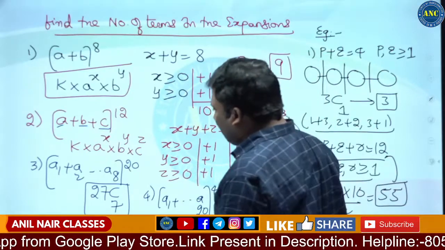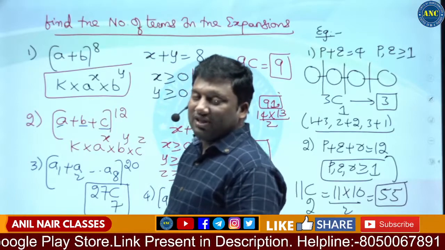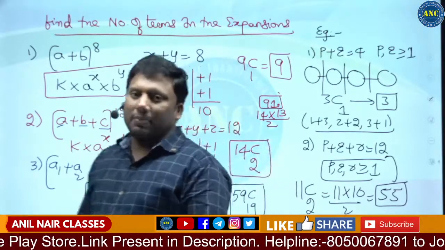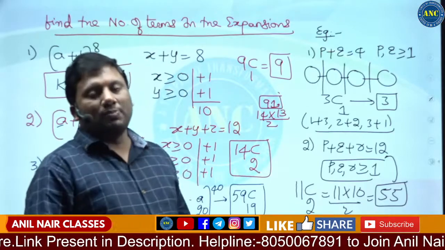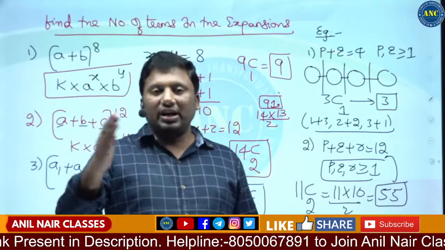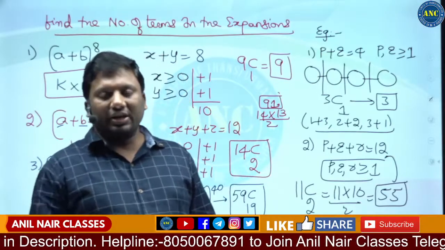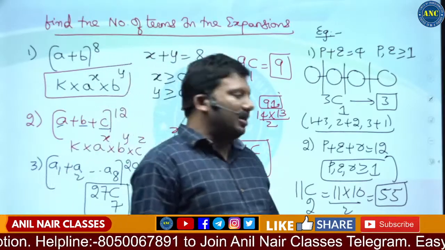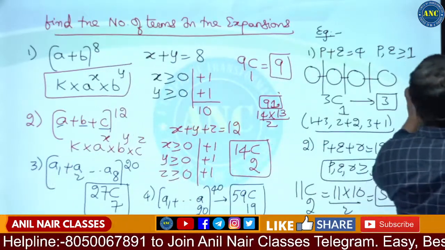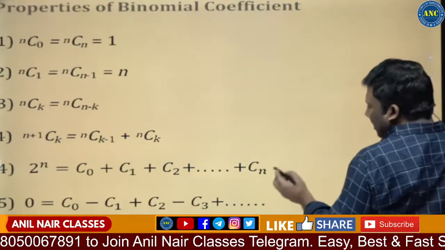Find the number of terms. Based upon this, there was a CAT question. Find the number of distinct terms in (A plus B plus C) power 20. What will be the answer for this question? 20 plus 3, 23 balls. 23 balls means 22 gaps. 3 variables means 2 cuts. Answer is 22C2. I hope the idea is clear.